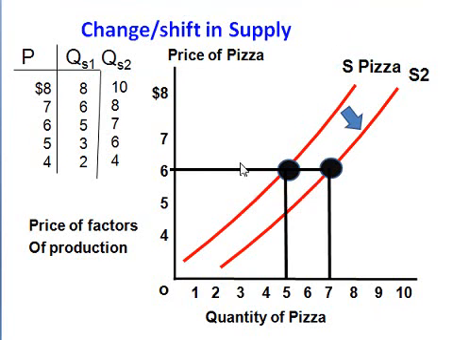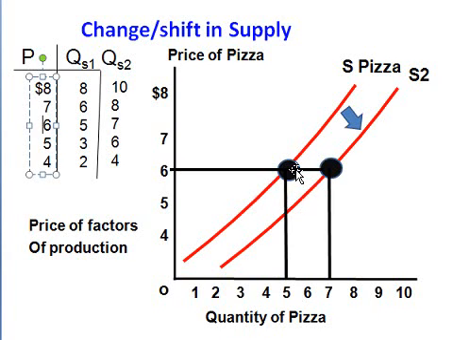Okay, suppose I give an example. Suppose I take $6, right? 6, 5 and 7, I take this point. So when the price is $6, the supplier supplies 5, I come here, right? This is the point. The supplier supplies 5 when the price is $6 of the pizza. Okay, we are here now.